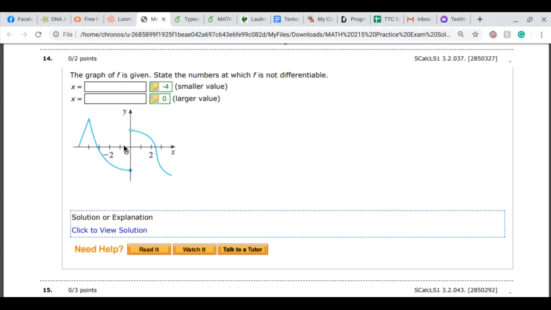When x is, let's see, negative 1, negative 2, negative 3, negative 4, there's an abrupt change. It's a corner here. It changes from being a positive slope to being a negative slope. There's no way the function's going to be differentiable there. Then we go, okay, we're riding along this function like a roller coaster. Hit here. Well, what happens here? The function jumps from being a negative value to being a positive value.